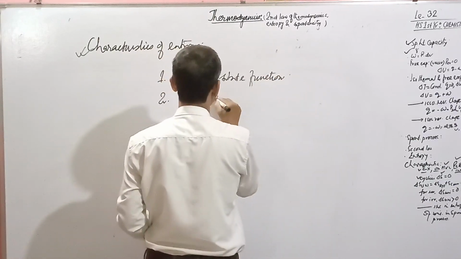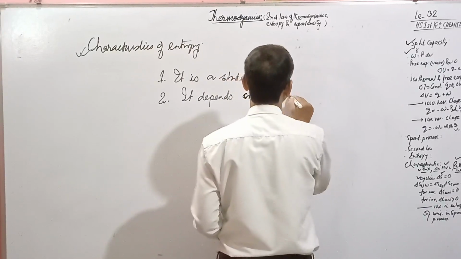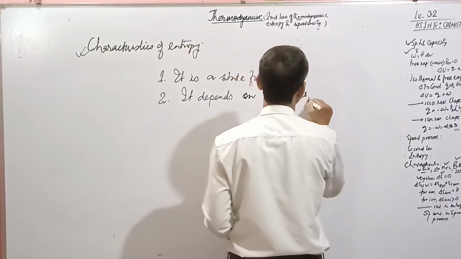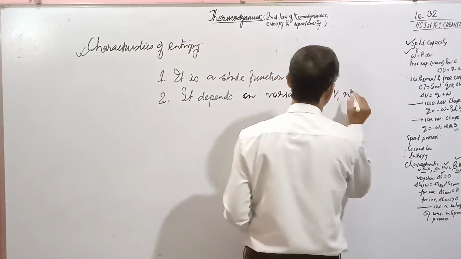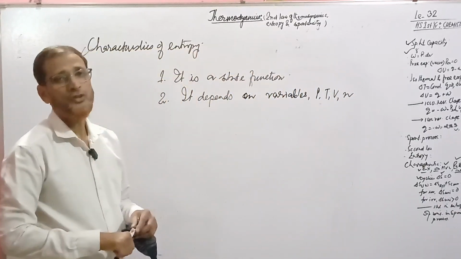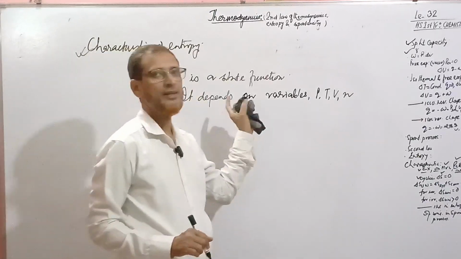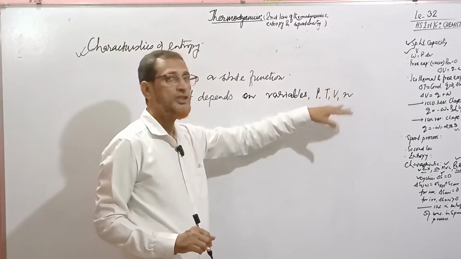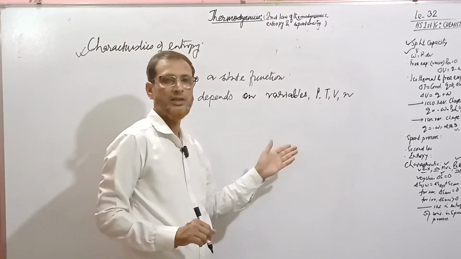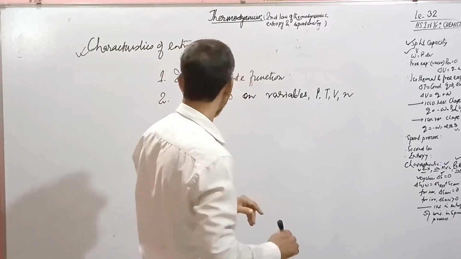It depends on variables. The change of entropy is dependent upon variables: pressure, temperature, volume, number of moles. The change of these factors brings about a change in the entropy of a system.